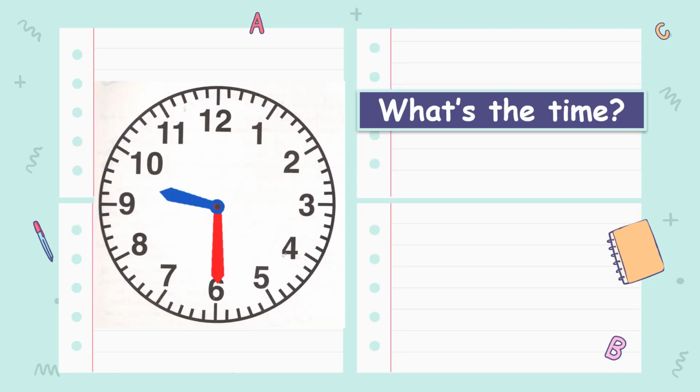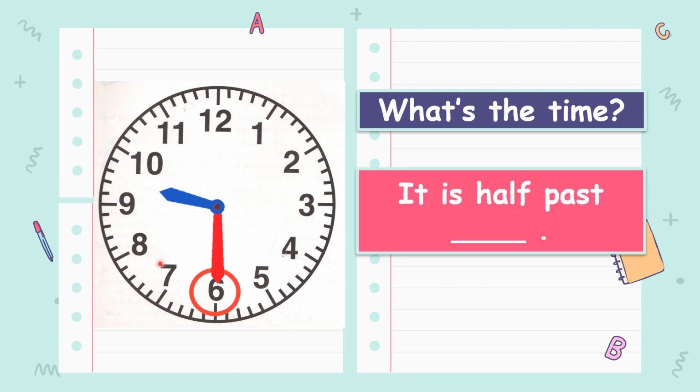Very good. Now let's try this. What's the time now? If we look at the minute hand, the long needle, it is at 6. So we always need to use the words half past. What about the hour hand, the short needle? Yes, it shows 9. So the answer would be, it is half past 9.